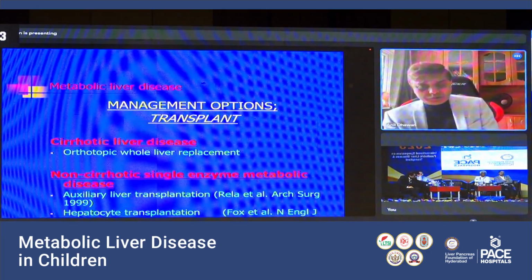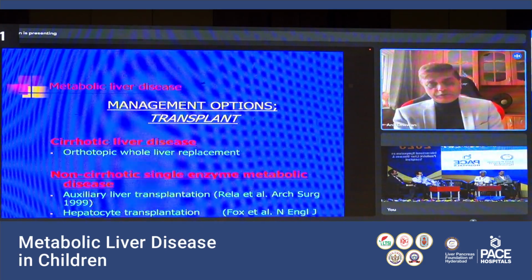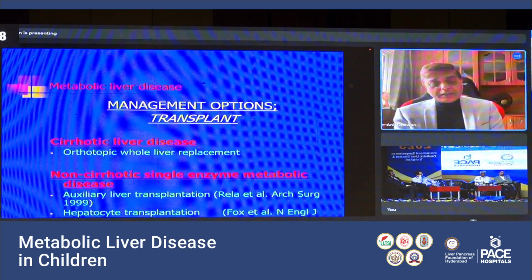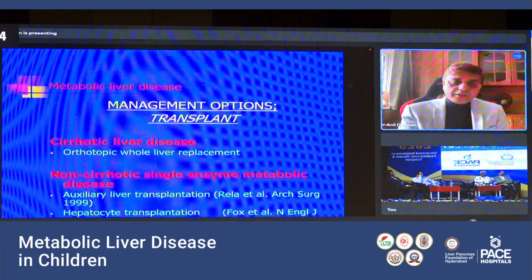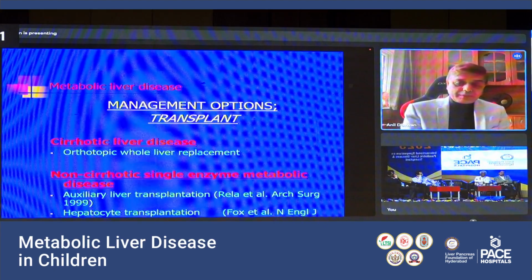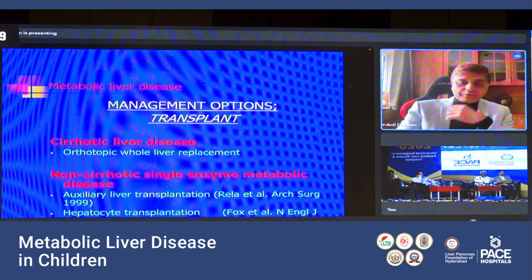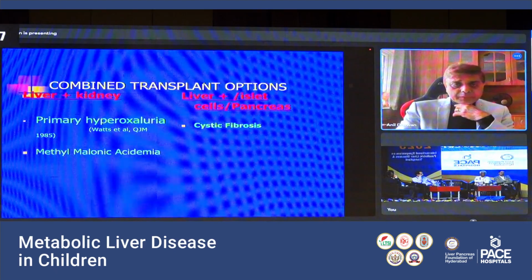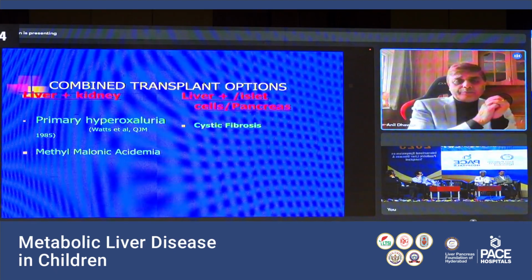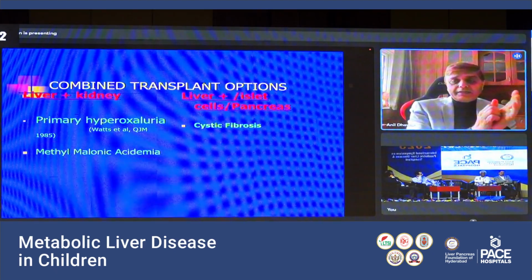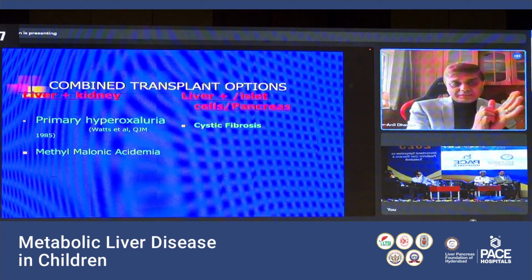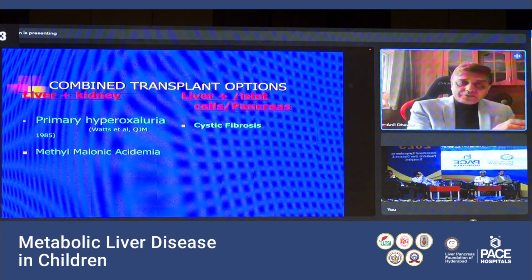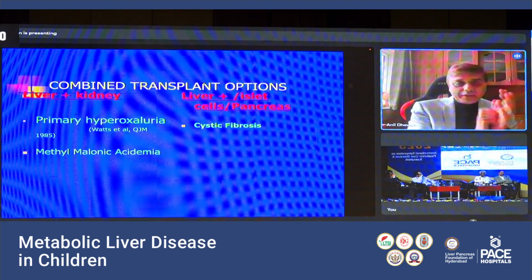Now, when it comes to transplant, then we have 2 options. So you have 2 types of metabolic disorder. Either they are cirrhotic, meaning they have chronic fibrosis in the liver, or they are non-cirrhotic single enzyme metabolic defects, where we come to what other options we can offer them. So when do you need a combined liver kidney, liver islets, liver pancreas, or liver heart transplant? Usually these are multi-system disorders. For example, primary hyperoxaluria, we try to do a liver transplant proactively, then you avoid a kidney transplant.